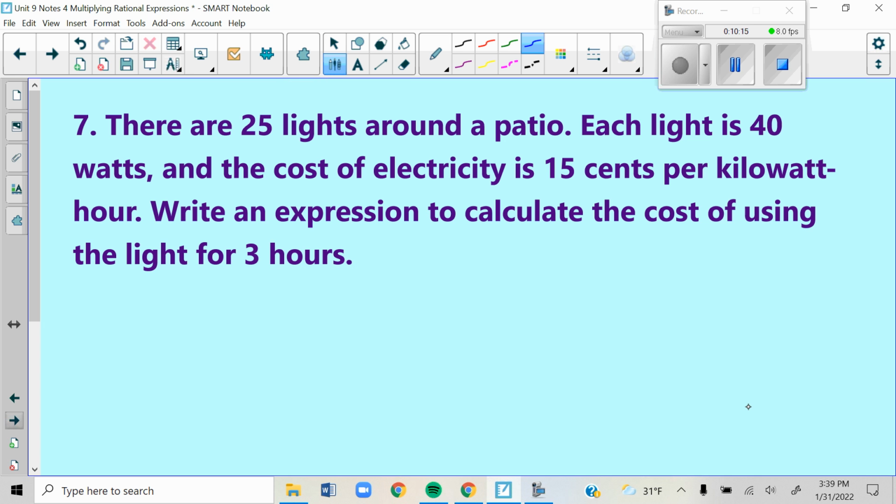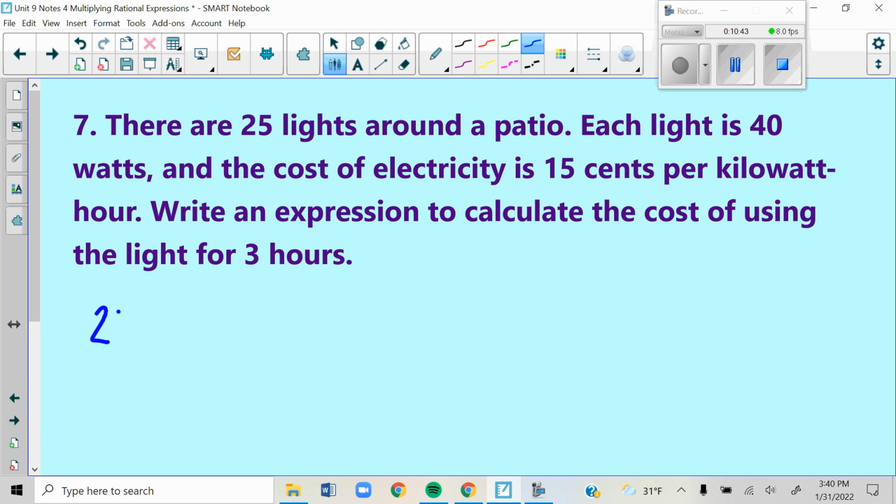All right, let's go into doing some word problems. So what we are doing here is we're really focusing mainly on converting, and we're using our labels to do most of this. So it's going to be similar, but a little bit different than what we were working on. All right, so there are 25 lights around a patio. Each light is 40 watts. The cost of electricity is 15 cents per kilowatt hour, and write an expression to calculate the cost of using the lights for 3 hours.